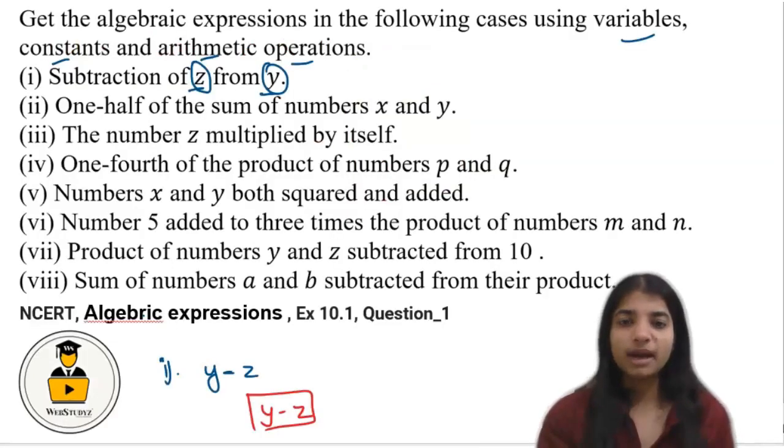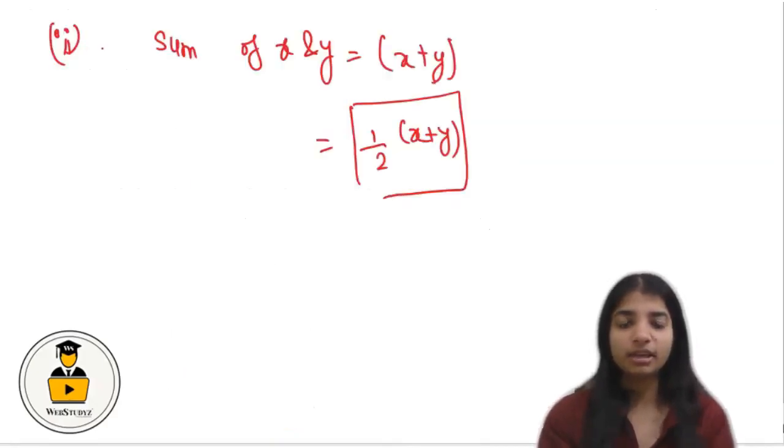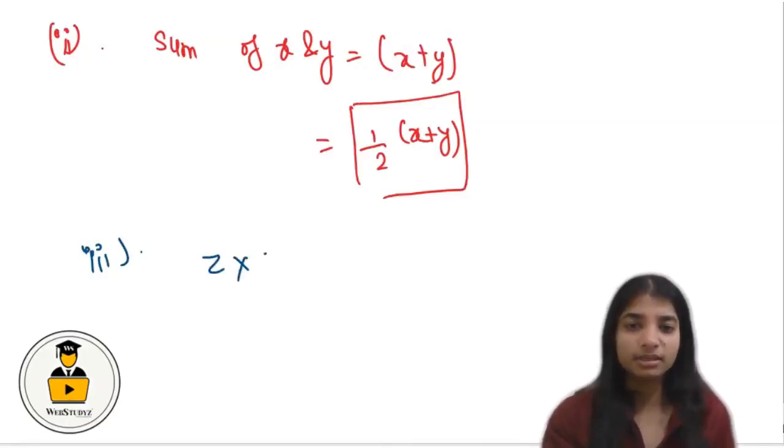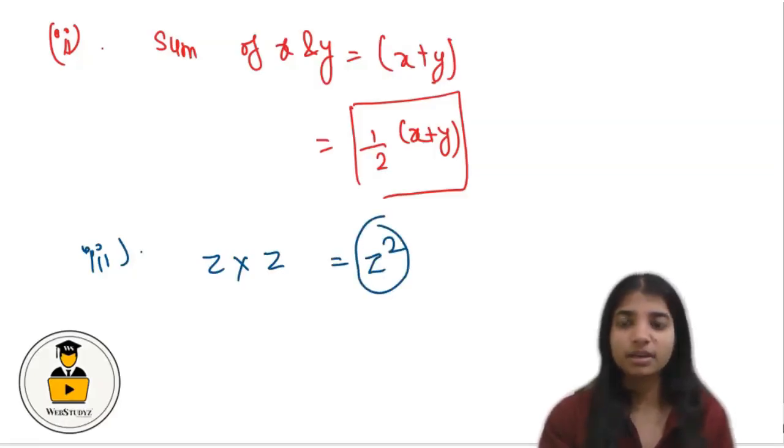Now the third part is the number z multiplied by itself, which means here we have a number z and we have to multiply that number with itself. So we have to multiply z with z. So when we multiply z with z, we get the value as z square. So this is the answer to part 3 of this question.